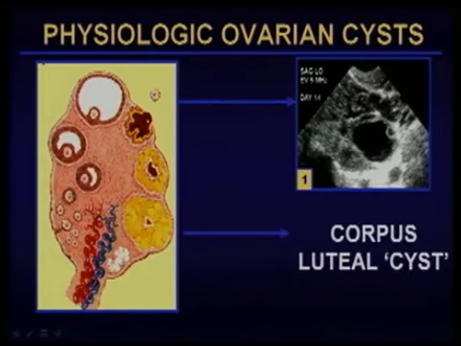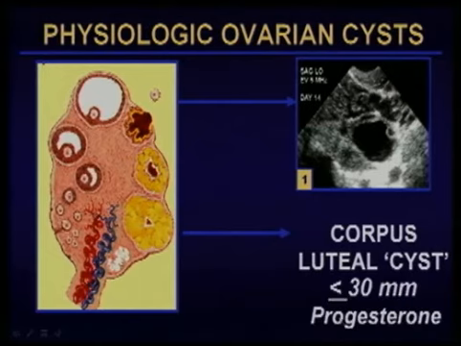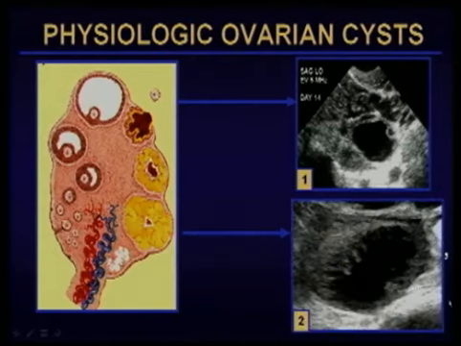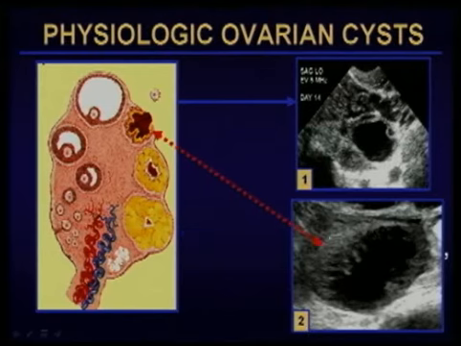Now, right after ovulation, you develop the corpus luteum. And I put the word cyst here in quotations because, as we can see, that cyst quickly involutes to become more or less solid looking. But we need to recognize them. They also can be up to about 30 millimeters and are associated with progesterone production. And here we have case number 2 of a corpus luteum immediately after ovulation or shortly thereafter.